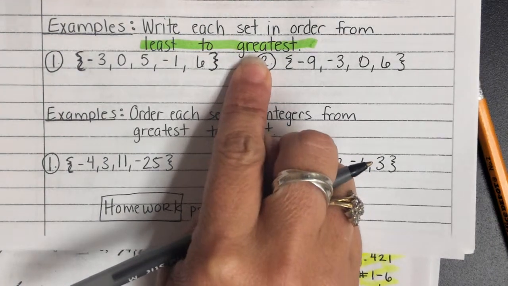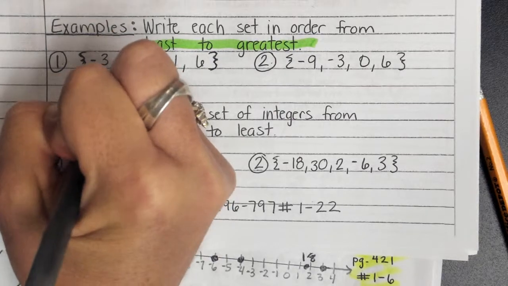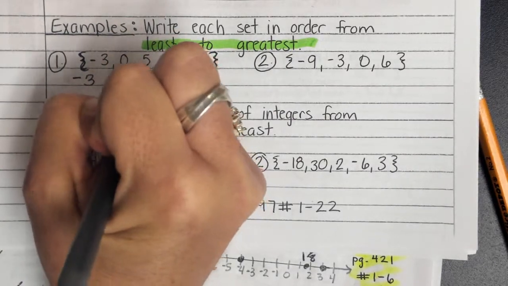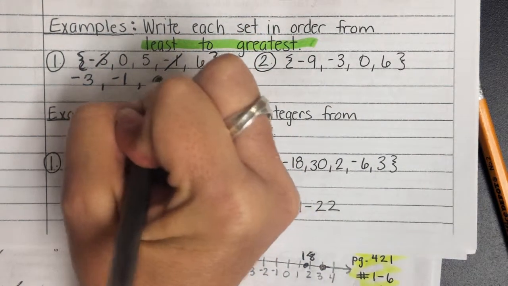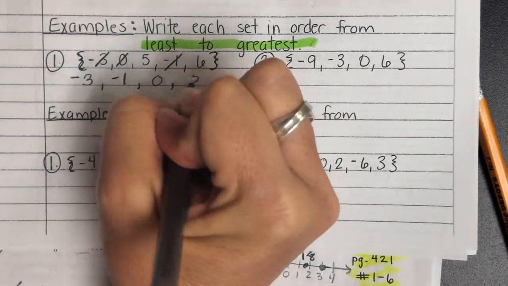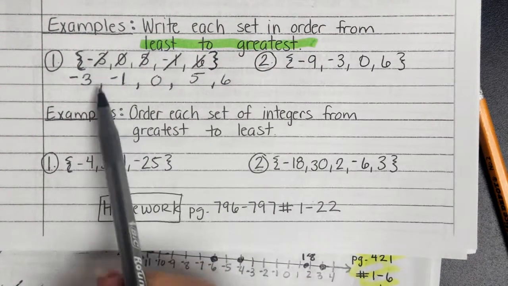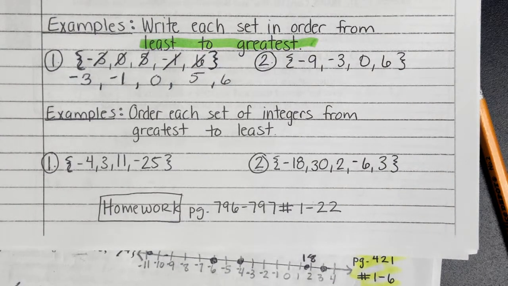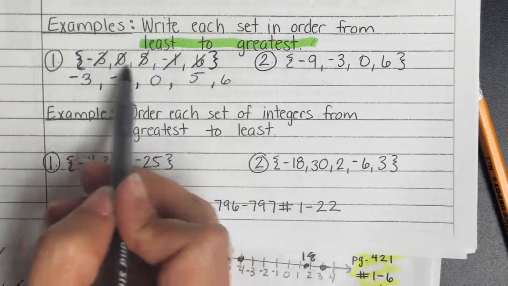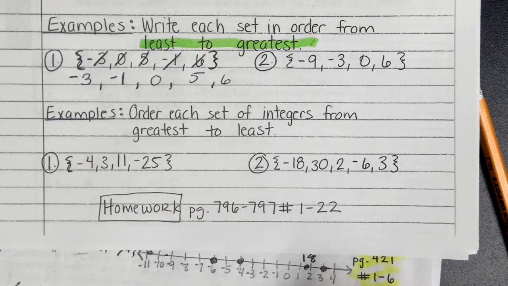Okay, so what is the smallest? -3. Then what? -1. I usually mark them out at the same time. Then what? 0. Then 5, then 6. Okay, hint from the old lady here. I usually do leave a little space between them in case I forget one. I can go back and put it in there, okay? I also usually mark them off to make sure I don't skip any. You don't want to get it wrong just because you skipped one, okay?